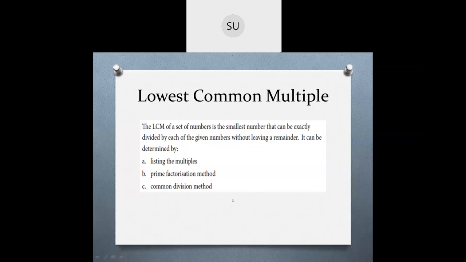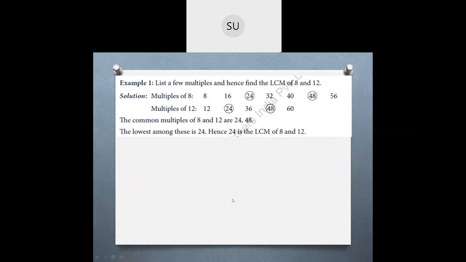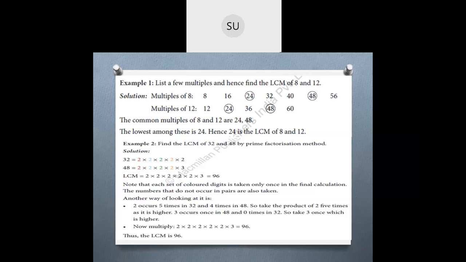So LCM can be determined by, we saw three methods: listing the multiples, the prime factorization method, and the common division method. Correct? So we saw examples for each type of method. In the listing the multiples method, you'll write down the multiples for the given numbers and see which are the common multiples among the two sets. Once you find the common multiples, you will find which is the lowest among those multiples, or which is the least among them. That will be your lowest common multiple or LCM for those two numbers.